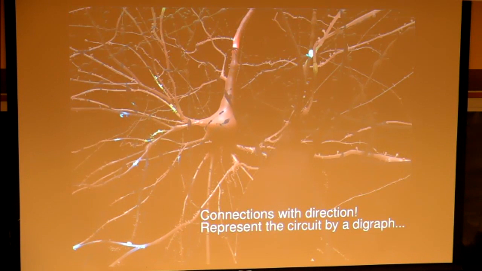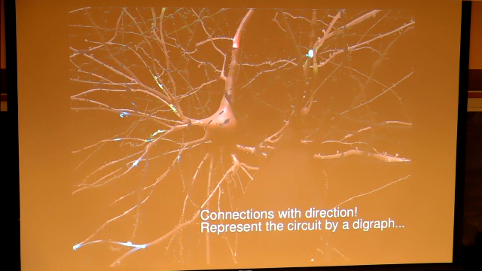So what are we going to do to come up with a reasonable mathematical representation? We're going to look at this thing as a directed graph, a digraph, where the vertices correspond to the neurons, and then all our connections are directed. So we have directed edges between the nodes that will represent these directed connections.